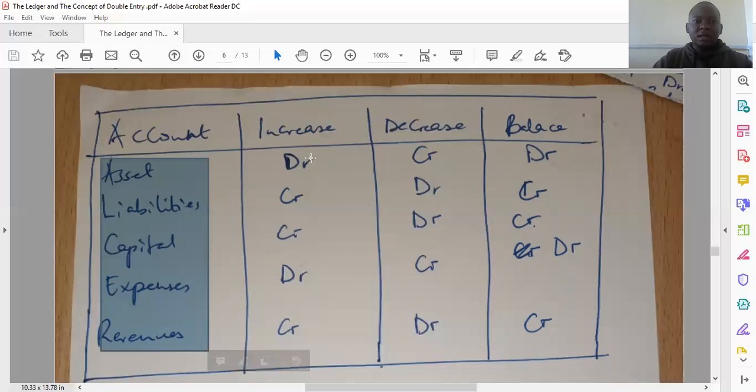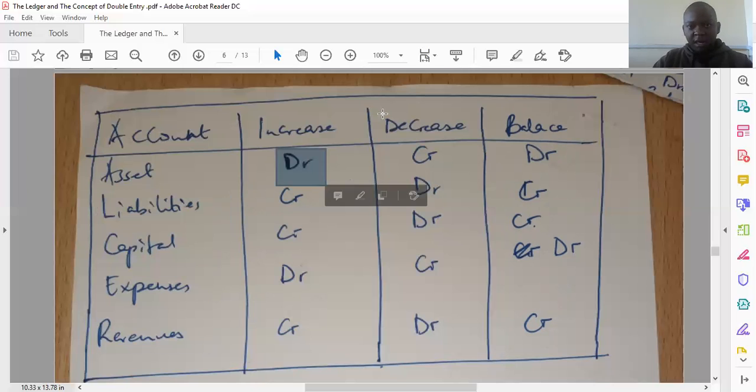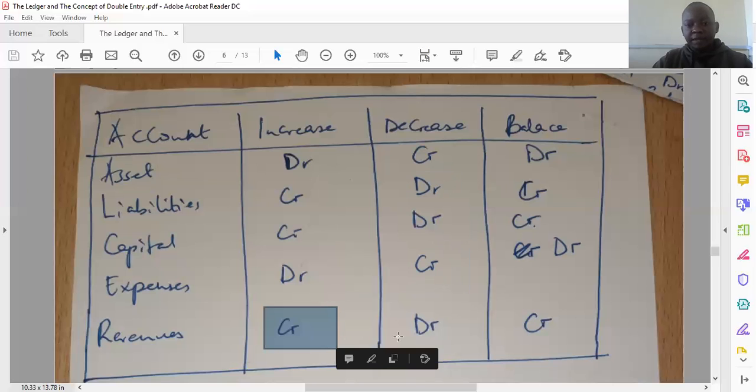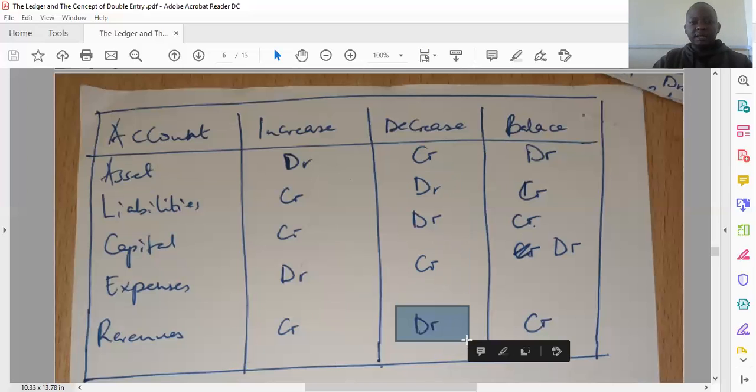In the case of an increase, we always debit assets with increases. In case of decreases, we always credit the asset account. For liabilities, we credit increases, we debit decreases. For capital, we credit increase and we debit decrease. For expenses, we debit increase, we credit decrease. For revenues, we credit increase and we debit the decrease in revenues.